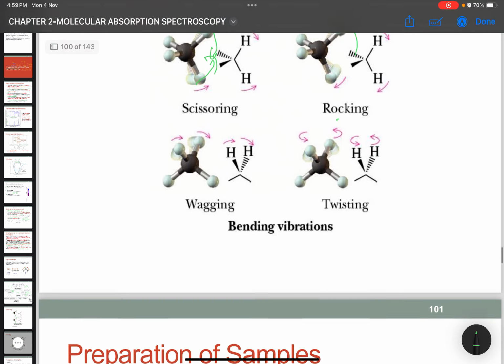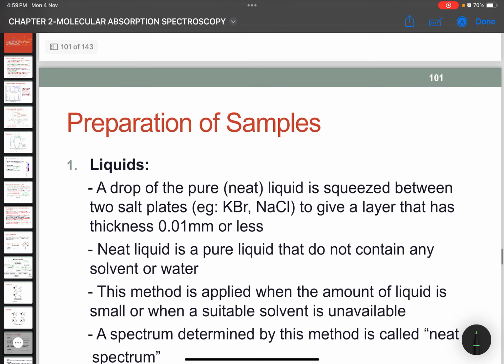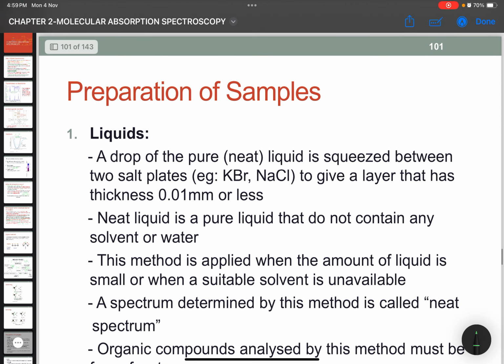Okay, so that is principle of the IR. First about the molecule, and the second about what happened when the molecule absorbs IR, ya. What happened to the molecule? Dia akan vibrate lah, either stretching or bending.